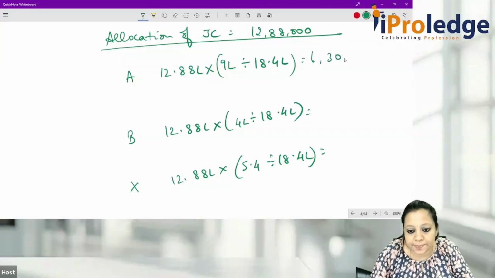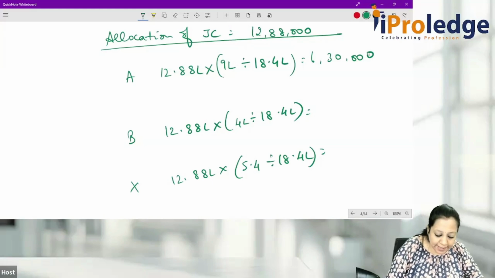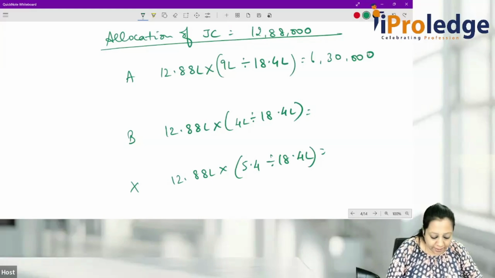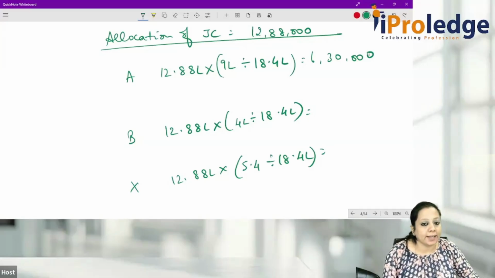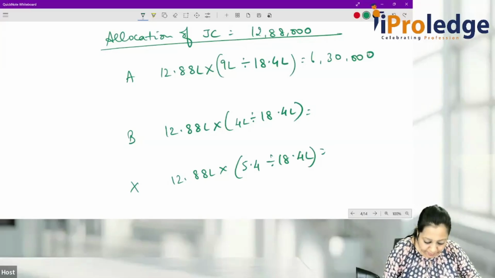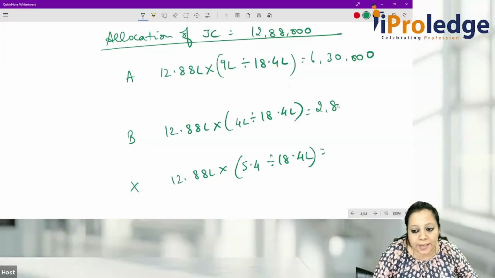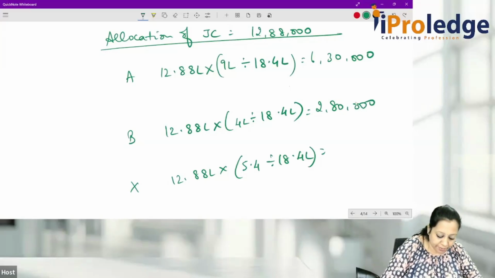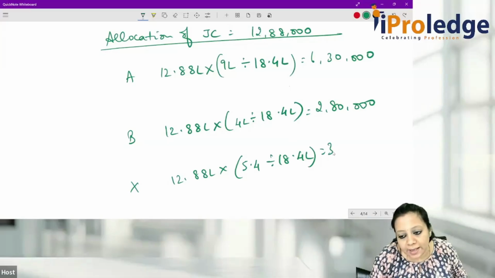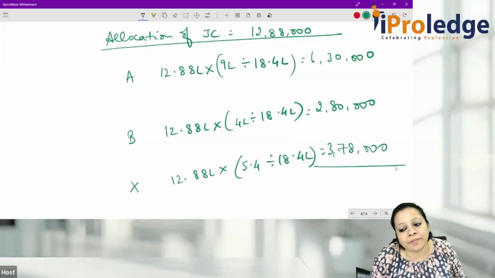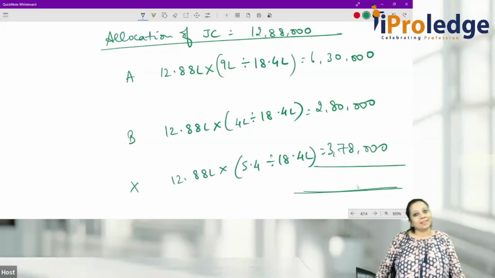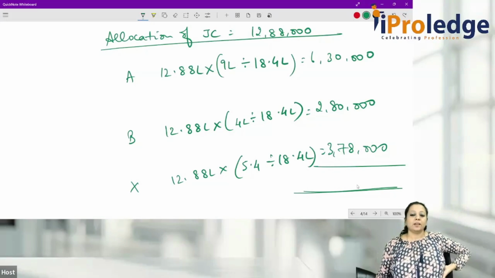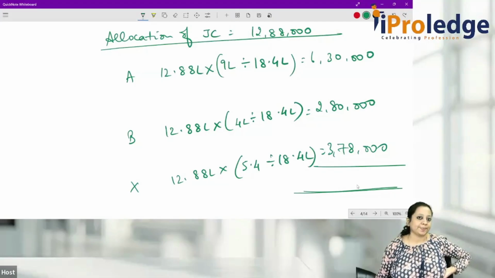Six lakh 30,000. So in the exam, what you can do is 12 lakh 88,000 divided by 18 lakh 40,000, you can do and keep, so that you don't have to repeat that again and again, correct? 2 lakh 80,000. So you'll get 0.7. 0.7 into 5.4. 3 lakh 78,000. So if you do total and see for your own understanding, if your calculation is correct, you will get 12 lakh 88,000. That's all. So now, first part is over. Next, let us go to the next ones.